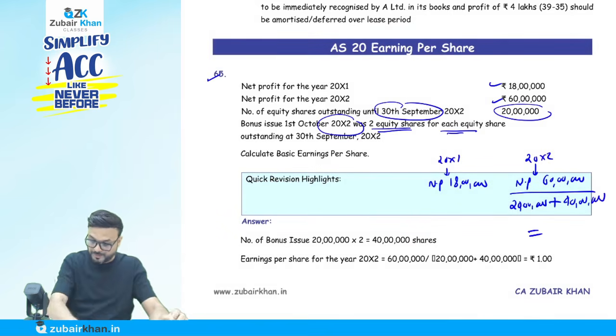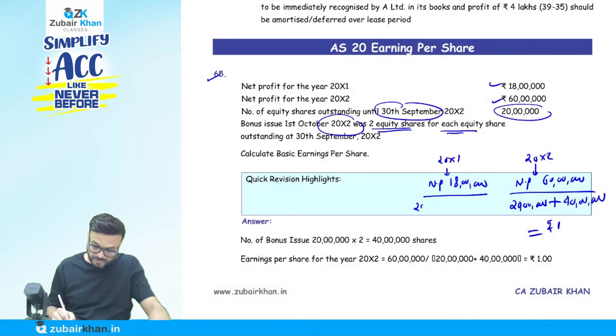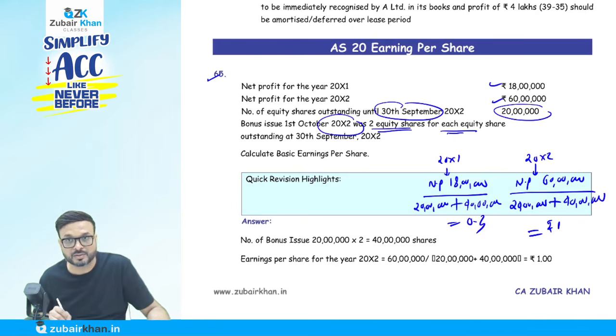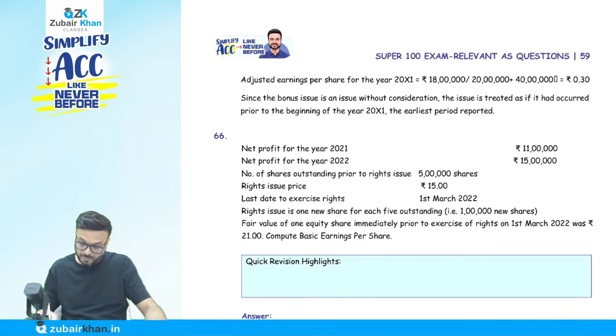What will be the EPS here? So 60 lakhs divided by 60 lakhs. So EPS is going to come to 1. The last year also we have to recalculate. So 20 lakhs was the shares, but we issued bonus shares of 40 lakhs. We have to consider and recalculate it. So 18 lakh divided by 60 lakhs, that's coming to 0.3. Done. 6 marks is your 0.3 and 1. So you can see that 1 is coming here and 0.3 here.